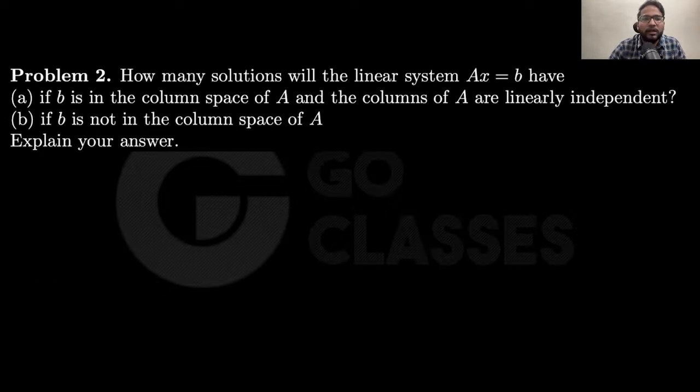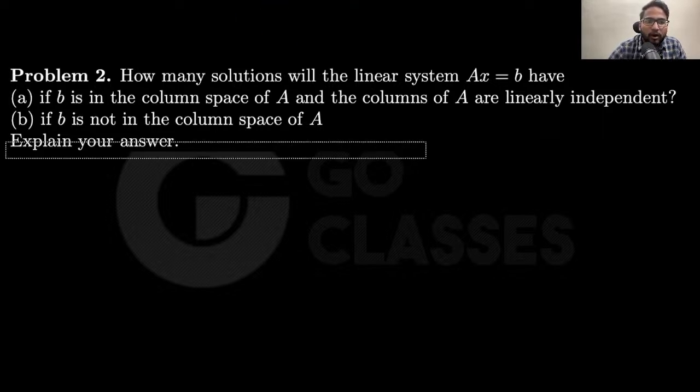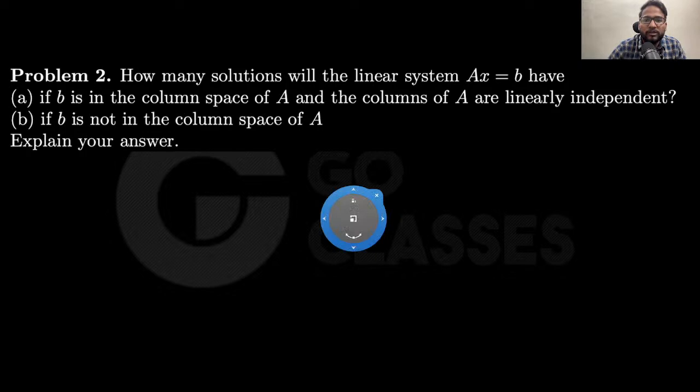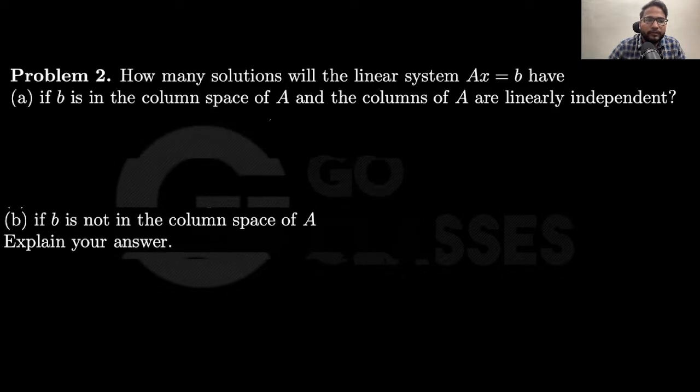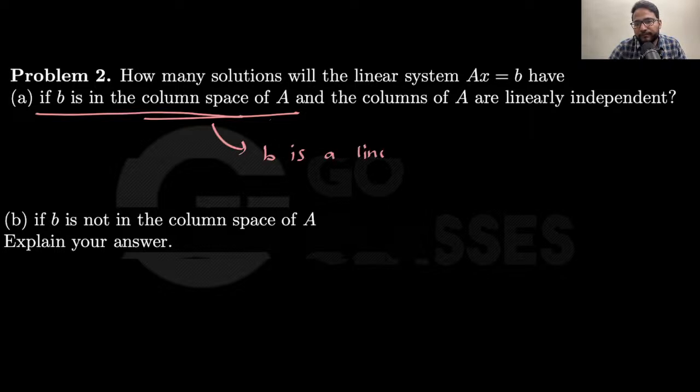How many solutions will there be for Ax = b if b is in the column space? Actually this is just a term you do not need to worry about. Column space means that b is a linear combination of columns of A. Any vector space is basically a linear combination, so b is in the column space of A means b is a linear combination of columns of A.